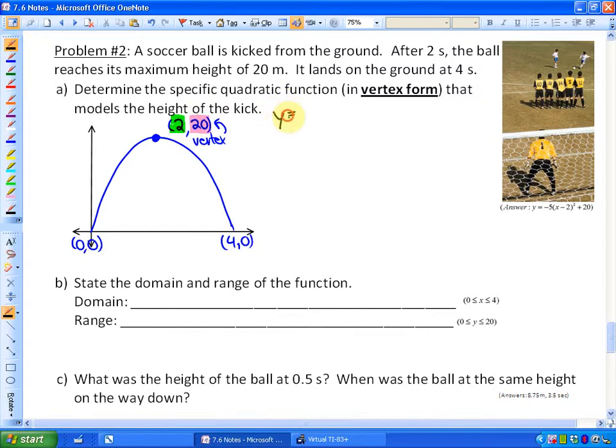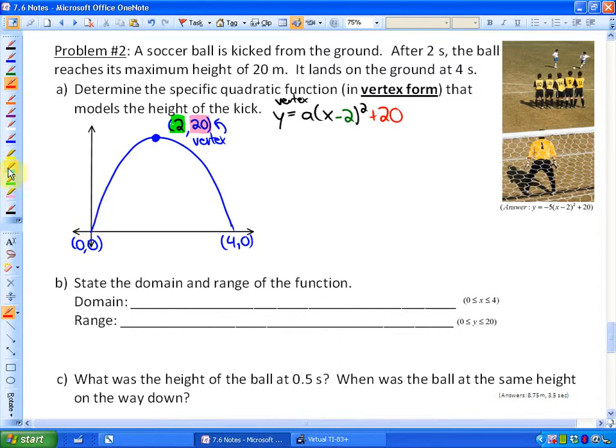We know that y is equal to a, so based on the vertex, y is equal to a times x, that's the opposite of +2, which is -2, squared, and then plus 20. So that's useful information. Now to determine the value of a, we know this is a quadratic function that opens down, so we know it's a negative value for the coefficient a, but we don't know the exact value.